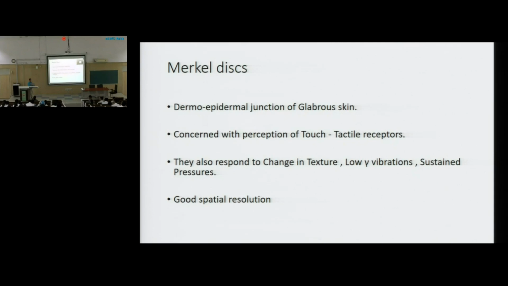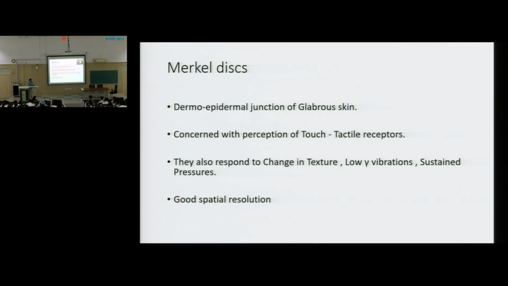So that 2.5 millimeter distance between these dots is because of the presence of these receptors in your fingertips, that is Merkel's discs. So Merkel's discs have good spatial resolution. Their receptive field is the smallest. When they have a very small receptive field, what will happen? When a dot is touched, a single Merkel's disc will get stimulated. So the subject will have maximum tactile acuity.